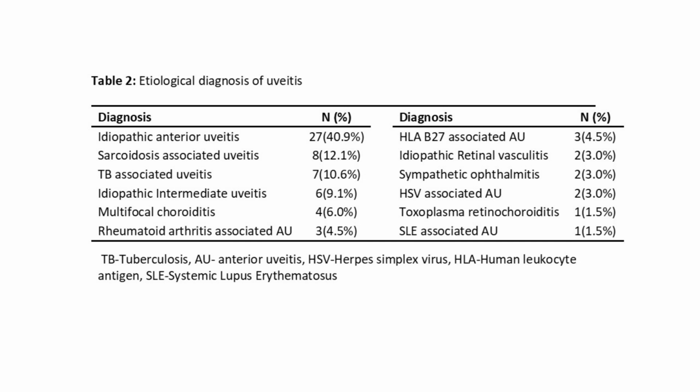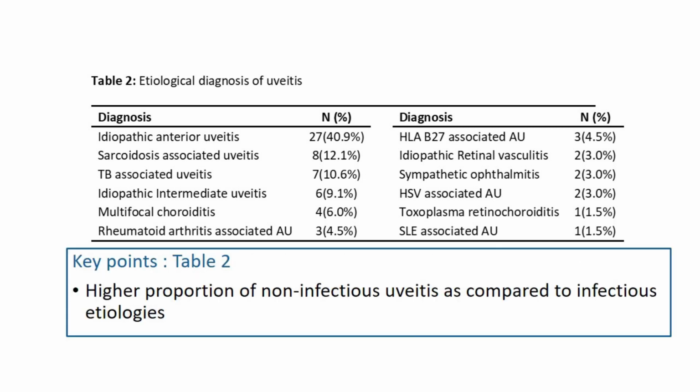choroiditis. Rest, we had few patients of rheumatoid arthritis, HLA-B27, idiopathic retinal vasculitis, sympathetic ophthalmitis, HSV-associated uveitis, toxoplasma retinochoroiditis, and SLE-associated anterior uveitis. So here the take-home points would be, we noted a higher proportion of non-infectious uveitis in our study as compared to infectious etiology, which is kind of startling in a cohort of diabetic patients.